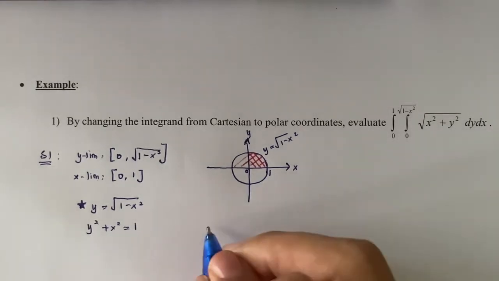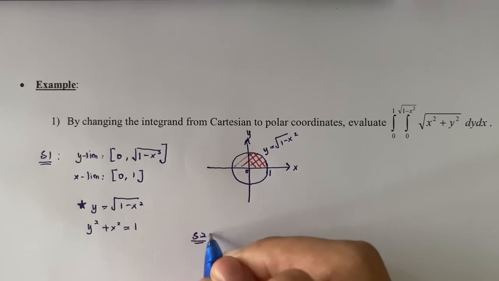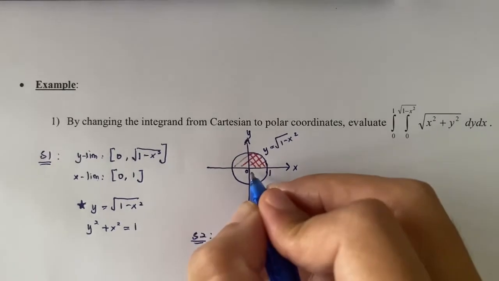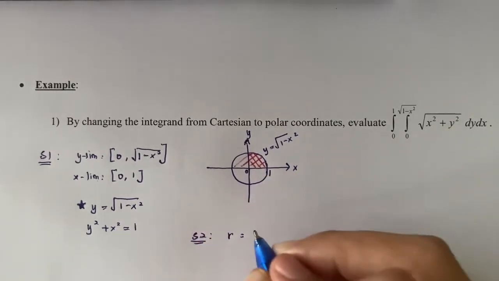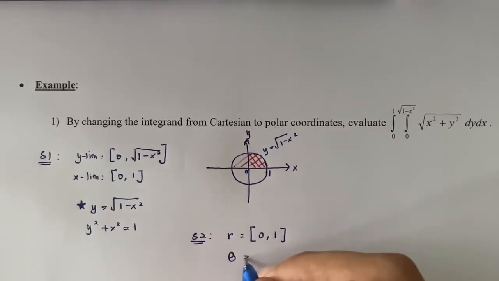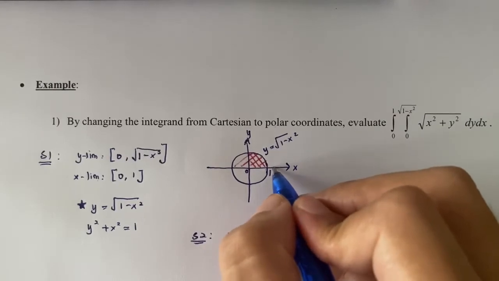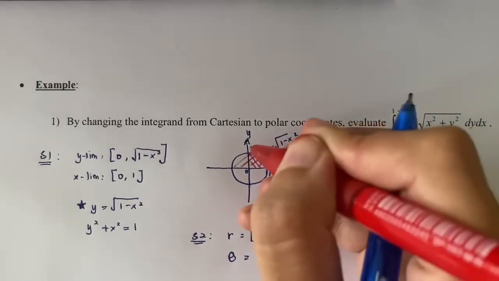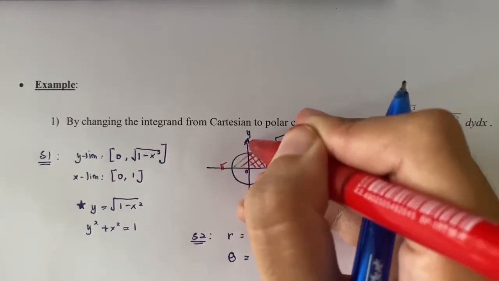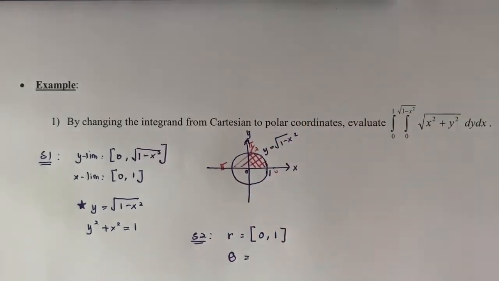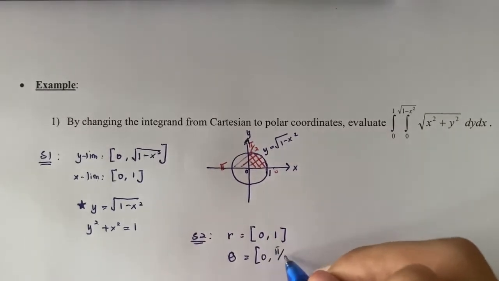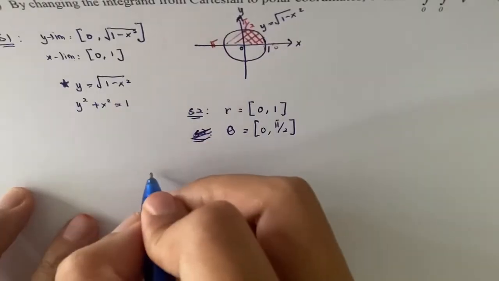And then for the second step, find the r limit and theta limit. For the r limit, r is the radius, so the radius here is from 0 to 1. And for the theta limit, theta here is 0, theta here is pi. The full circle is 2 pi, and the quarter circle is pi over 2. So the theta limit is from 0 to pi over 2.